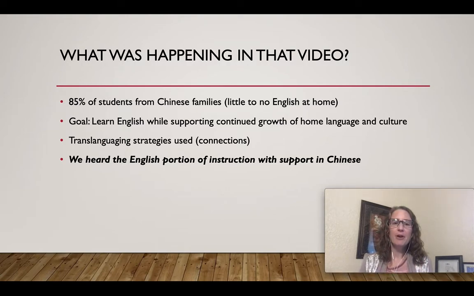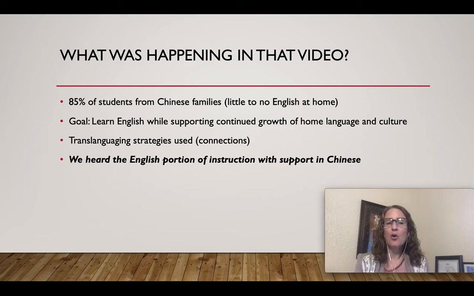First of all, we did hear the teacher say at the very beginning that approximately 85% of the students in her classroom were from Chinese families, and that usually little or no English was spoken at home. That was an important thing to note. We didn't necessarily see that other 15% of the students in the classroom. I mentioned that in my responses to some of you on Flipgrid, and that's a video taken in the classroom.